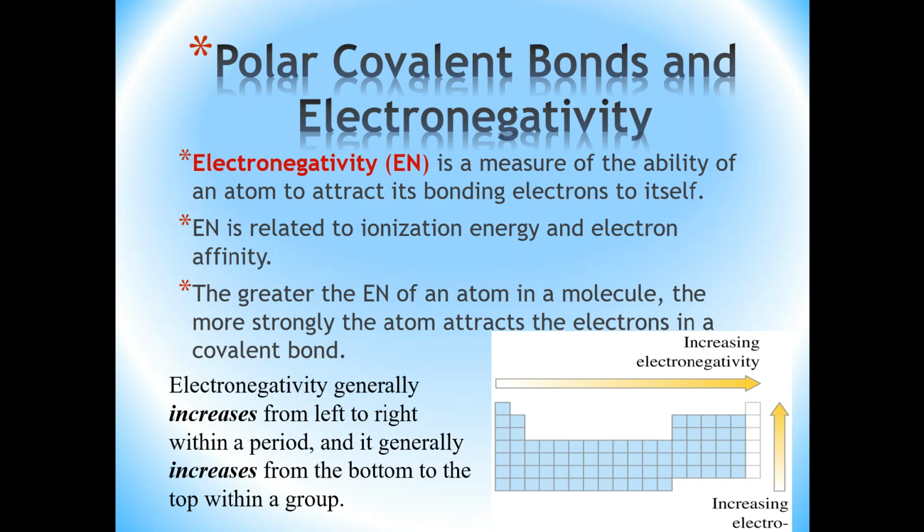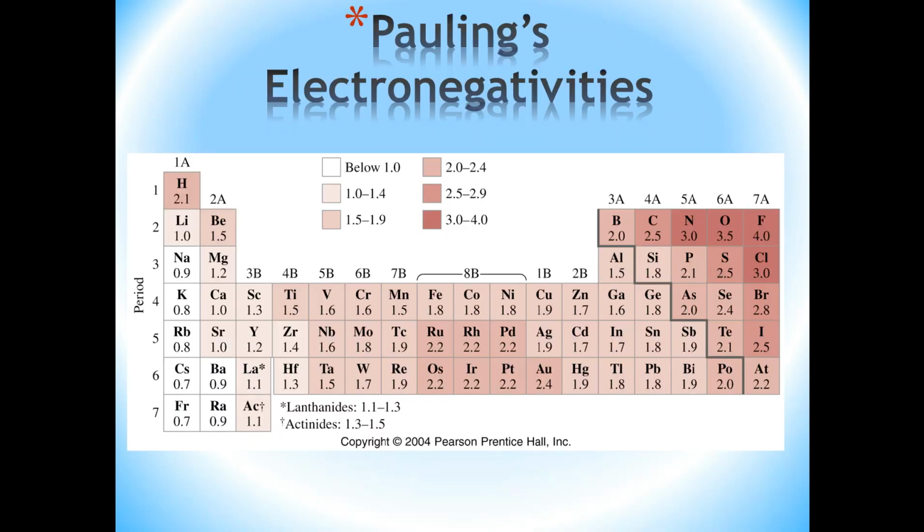And if you look at the trends in the periodic table with respect to electronegativity, you'll see that generally speaking, electronegativity increases from left to right of any period and from bottom to top of any group. All right, so that's a trend as far as that particular property is concerned.